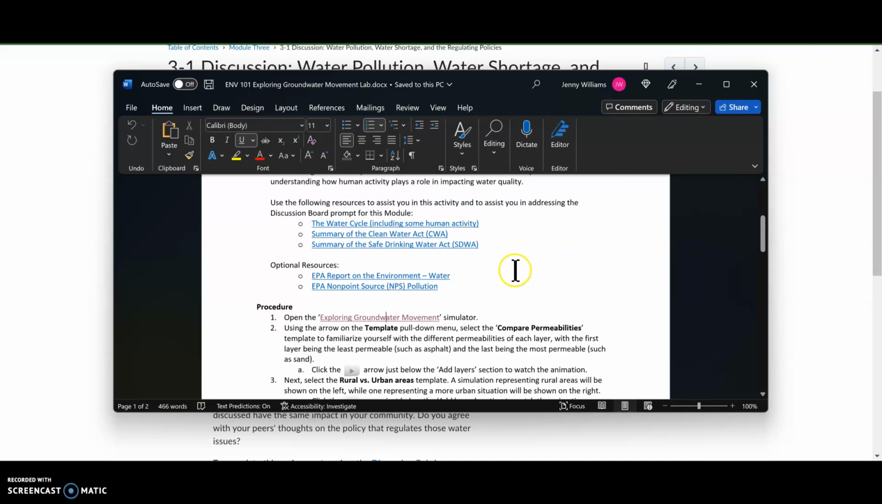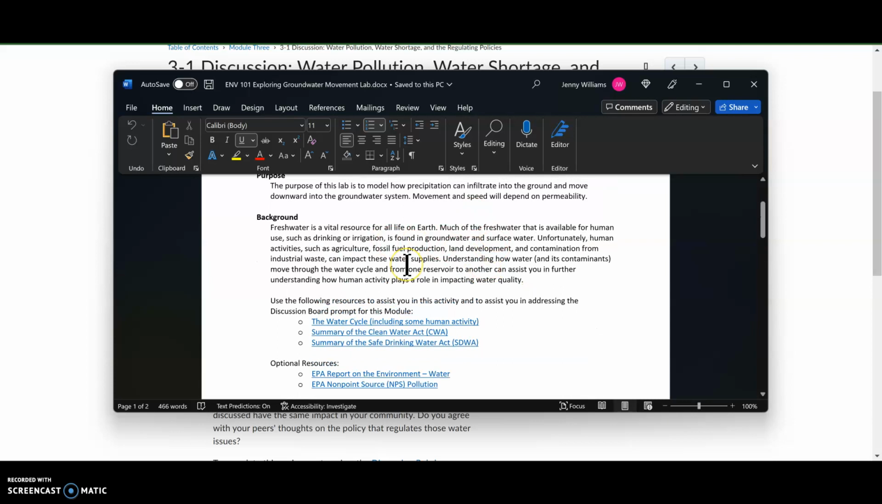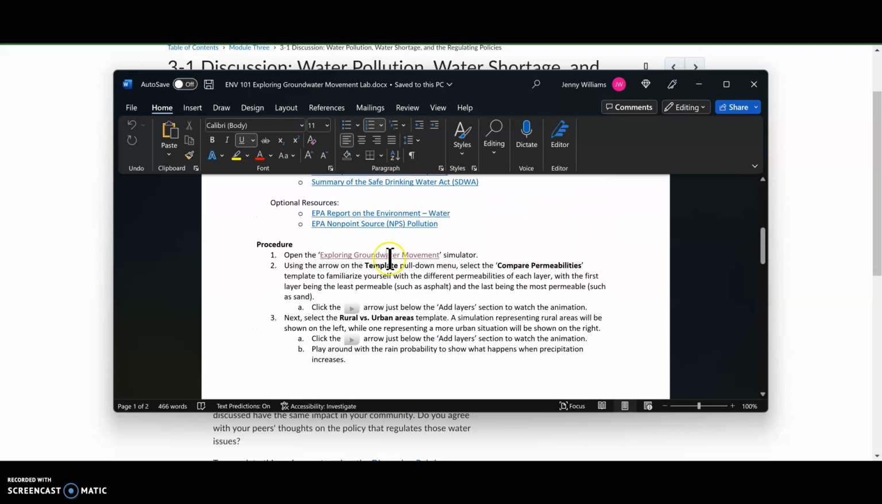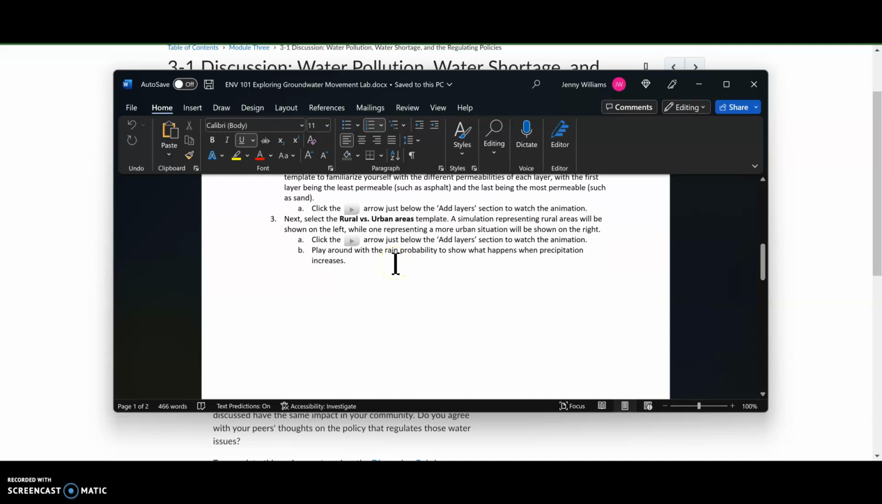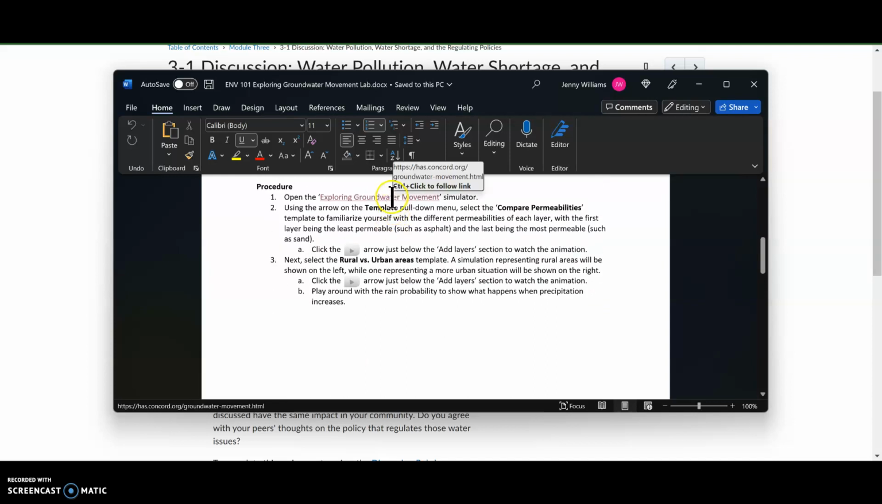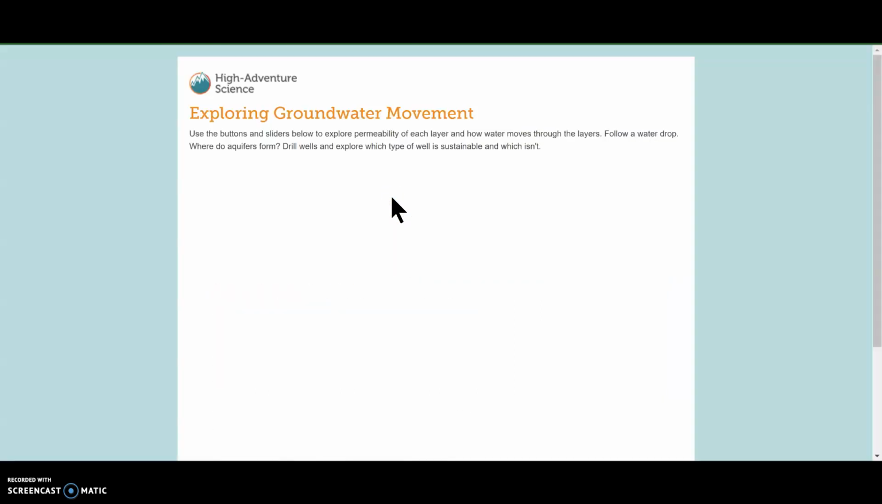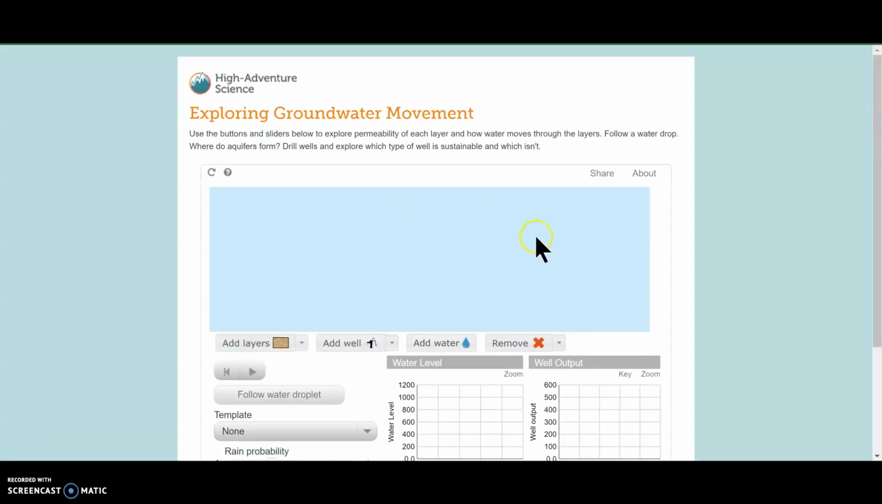So okay, what is this lab that we are talking about here? This is a simulator, and it gives you directions on how to run this simulator, but I'm going to help you with it as well. When you click on the simulator, it'll open up this page, and you're just going to watch this.